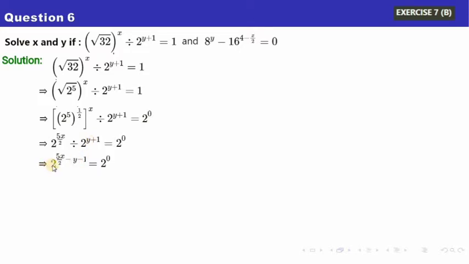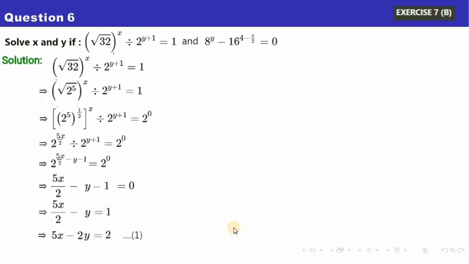Now if you observe here, base is 2, here also base is 2. So that means if the bases are equal, then the powers must be same. That is, this much is equal to 0. That's what I have written here. Now let me take this one over there, so you get this much. Now multiply both sides by 2. So 2 into 5x by 2, here 2 and 2 get cancelled, so only 5x will be left. Now here we have minus y, so when you multiply it by 2, you'll get minus 2y, and here we have 1, so when you multiply 1 by 2, you get 2. So you get 5x minus 2y is equal to 2.